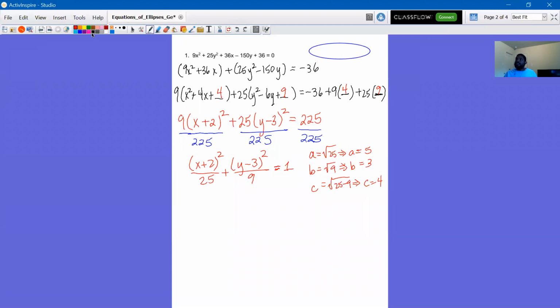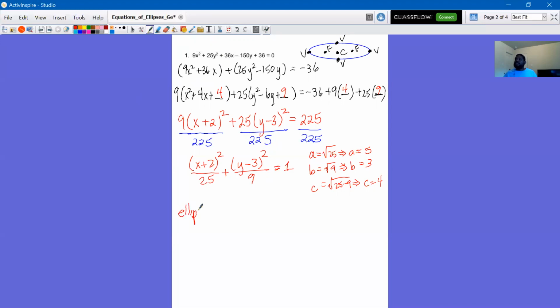And so here's our center. Center's there. We got a vertex there and there. And then we got a vertex here and here. And then we got our focus point there and there. Okay. So we're ready to describe our ellipse.